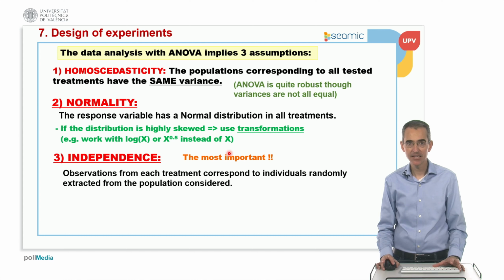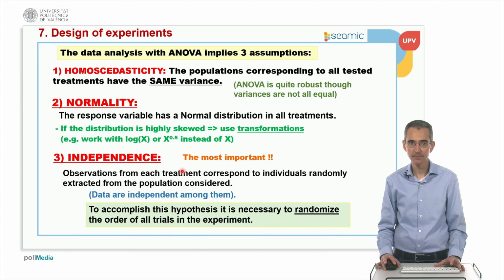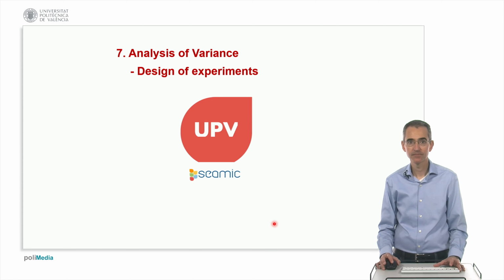And if the hypothesis of independence is not accomplished, it can be an important problem. Okay. To accomplish this hypothesis, it's necessary to randomize the order of all trials in the experiment. This is very important so that this hypothesis more or less is accomplished. Okay, so here we finish this video about the concepts of design of experiments.